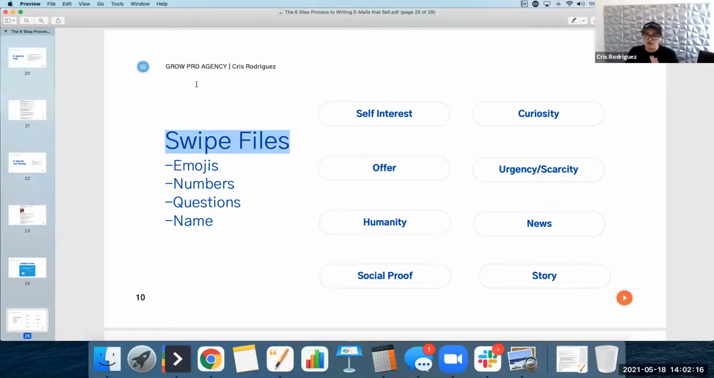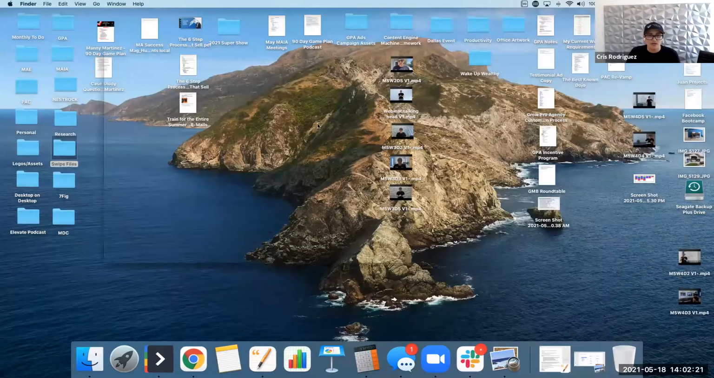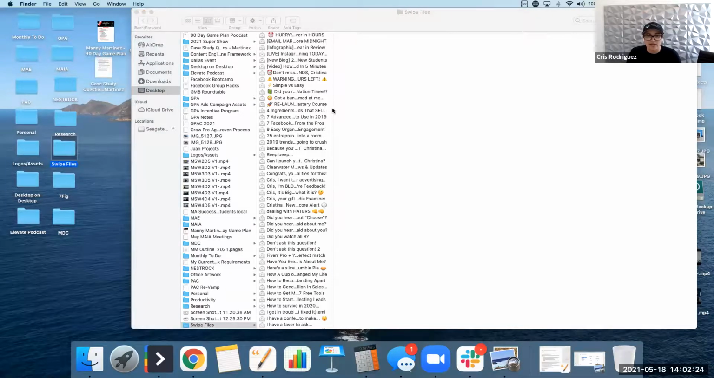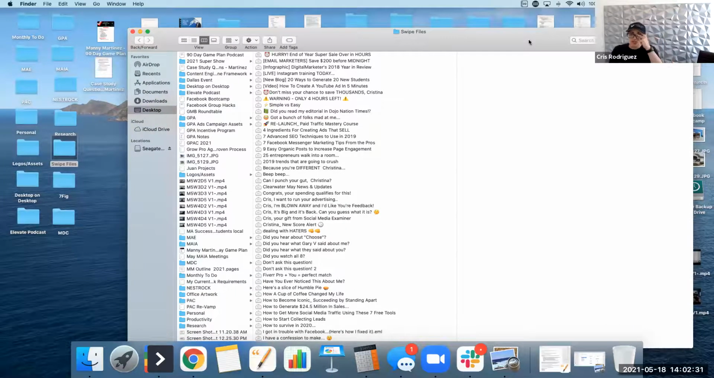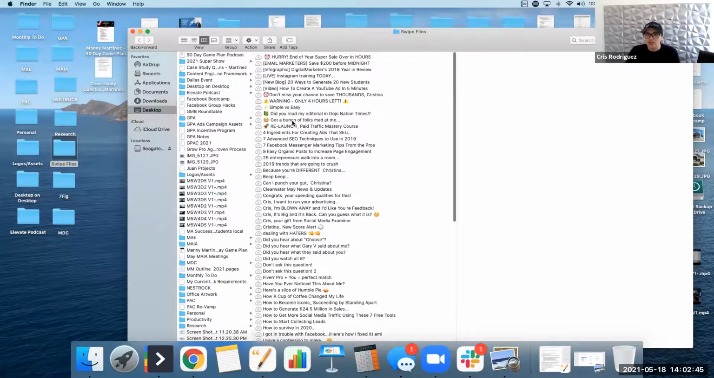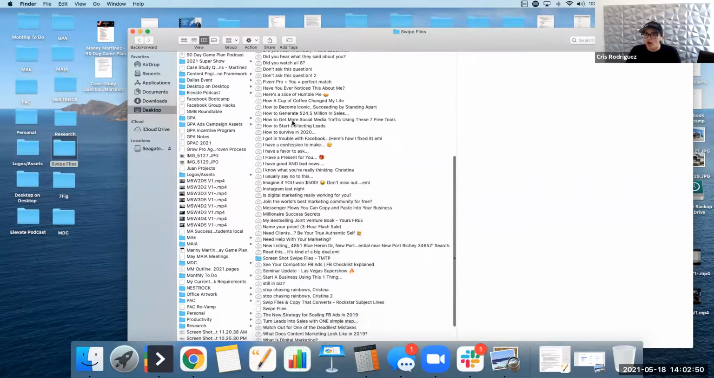Now, swipe files are huge. I have this swipe file on my desktop right here, literally says swipe files. And these are all emails that came in that caught my attention. My recommendation would be to create a folder on your desktop, and anytime an email comes in that catches your attention, drag it into this folder, and you can now have all of these different subject lines that caught your attention.